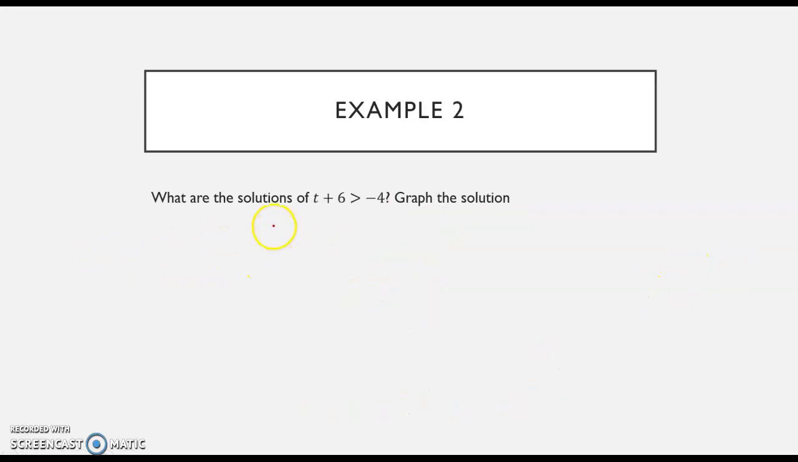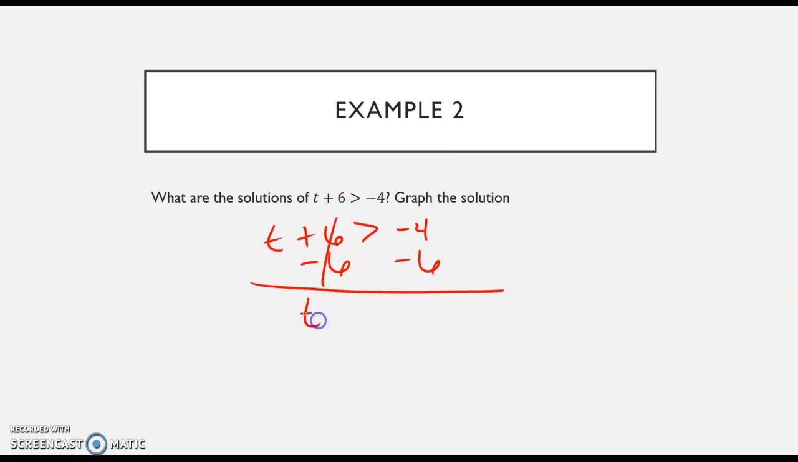So here we have t plus 6 is greater than negative 4. The opposite of plus 6 would be to subtract 6, but really I'm wanting to think of 6 plus what will give me 0, and in this case it's a negative 6. So I now have t is greater than negative, negative, so it's going to be a bigger negative. Same signs, add and keep the sign. So 4 plus 6 is 10.